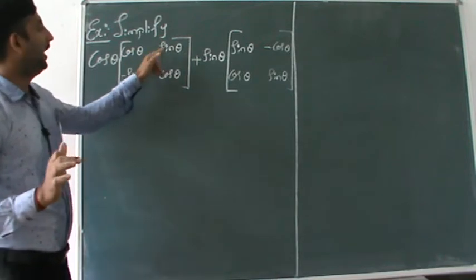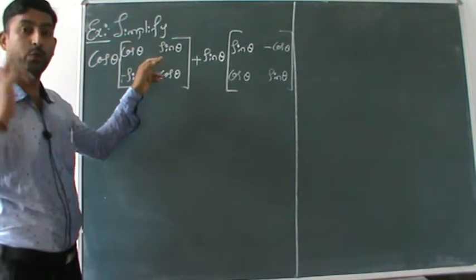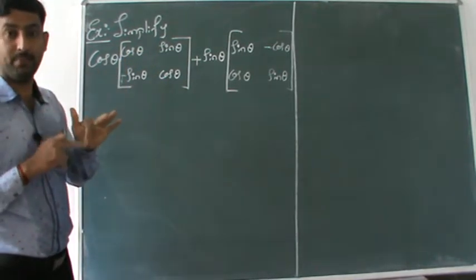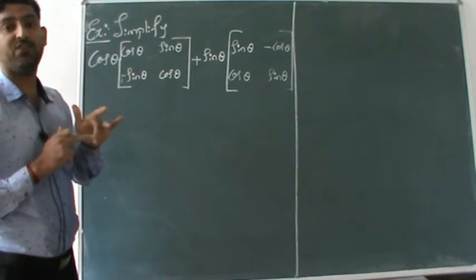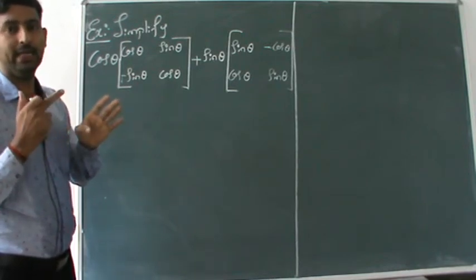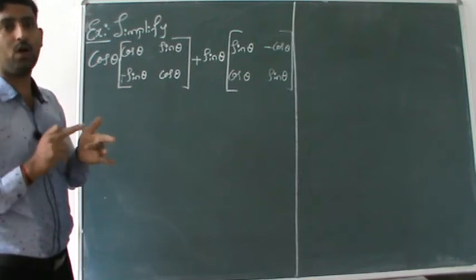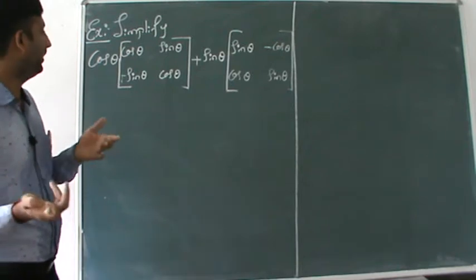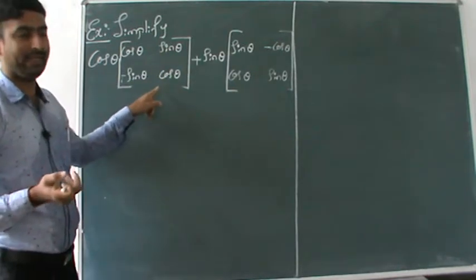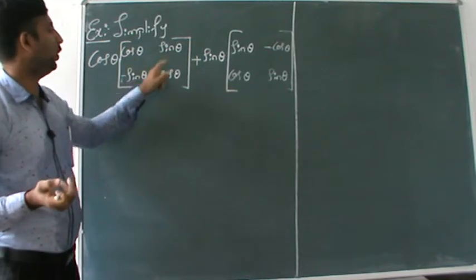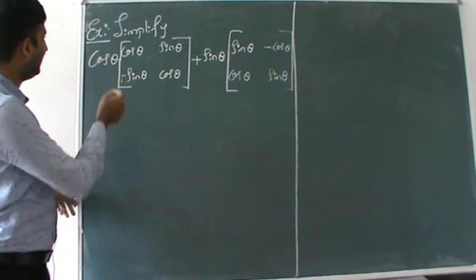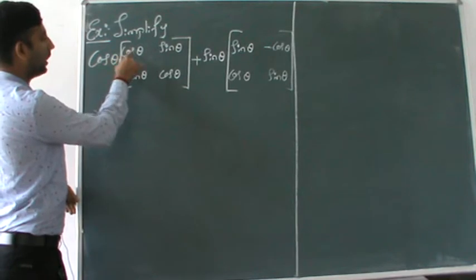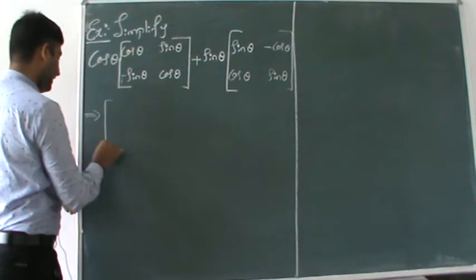The cos theta here is a matrix. You know the definition of matrix says elements are real numbers, complex numbers or trigonometric functions. Correct? You know the definition of matrices and their elements. Here also they have given the matrix. The elements are trigonometric functions, sine and cos. Therefore, the answer is possible.